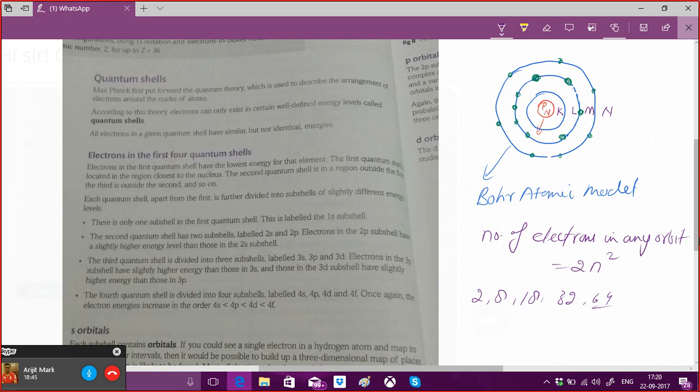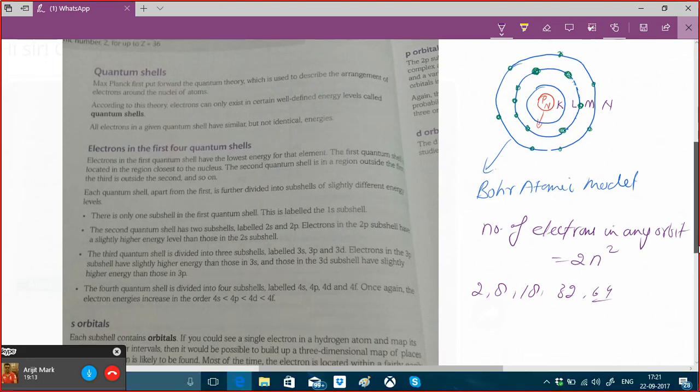So here the most important thing is that in the orbit there are four types of subshells. Each orbit, also known as a shell, K, L, M, N, correspondingly has subshells like s, p, d, f. So s, p, d, f are subshells.